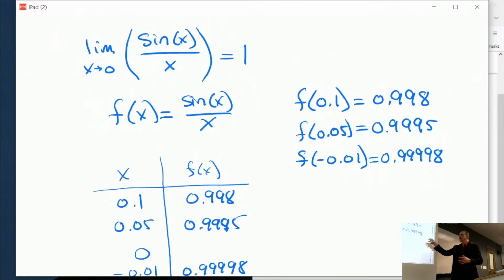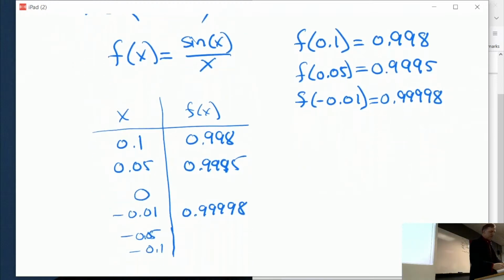That is to say, when you have numbers that are very close to 0, plug them into this function, the function values get really close to 1. So in terms of a table, you could do something like this to figure out a limit. But that's not the only way.